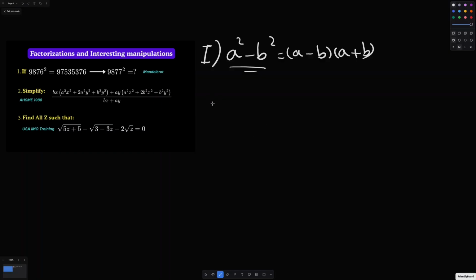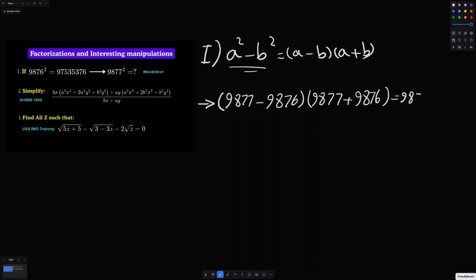So I'm going to write it like this, write the whole problem right now. I'm going to say that 9,877 minus 9,876 multiplied by 9,877 plus 9,876 equals 9,877 to the power of 2 minus 9,876 to the power of 2. Okay, so that's how I'm going to write it. I just use this identity to write this problem.